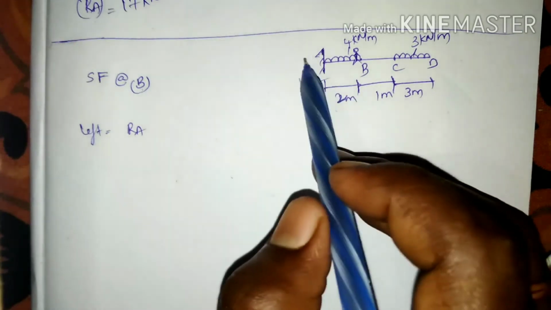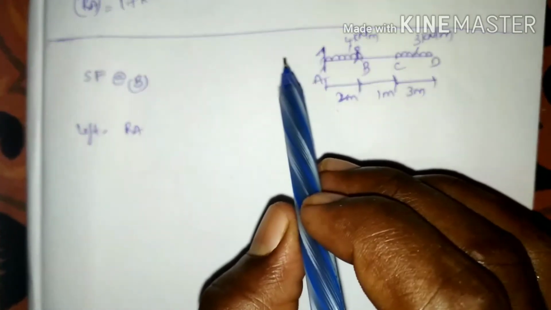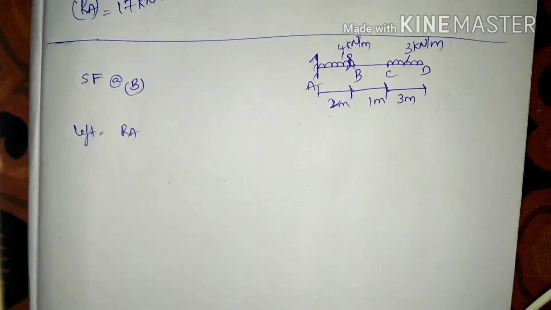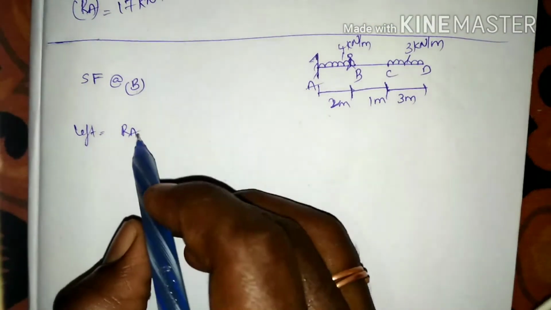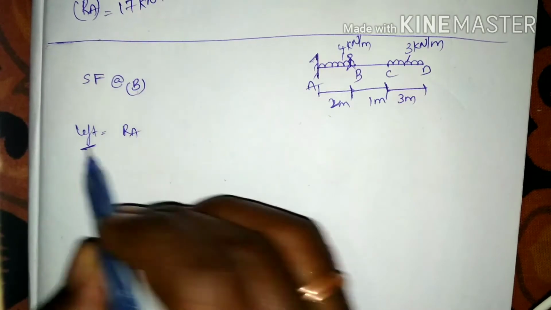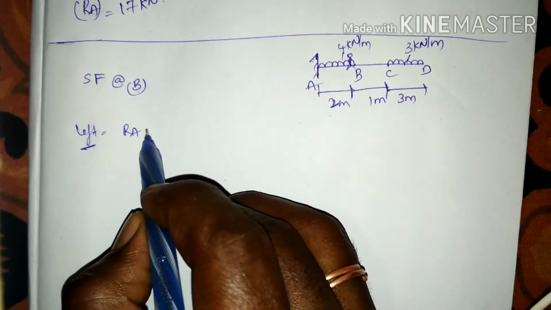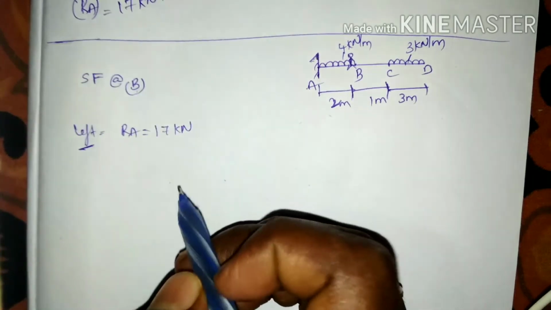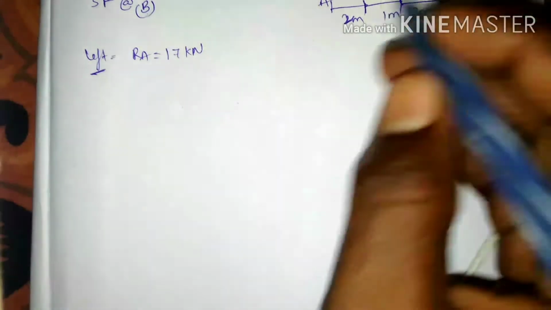We cannot divide the UDL, so we are not going to consider the UDL load of 4 kilonewton per meter. For the left side we are going to have the RA reaction, the value of RA is equal to 17 kilonewtons.